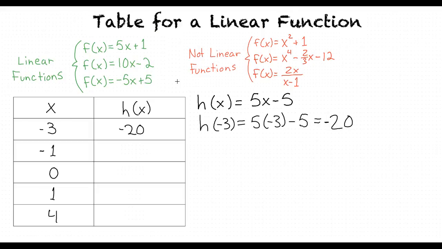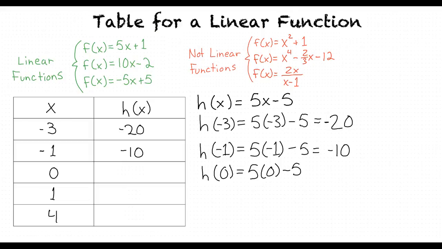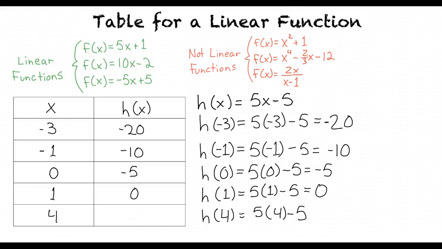When we set x equal -1, we get the problem h of -1 equals 5 times -1 minus 5, which gives us the answer -10. For x equals 0, our function becomes h of 0 equals 5 times 0 minus 5, which equals -5. For x equals 1, we get the problem h of 1 equals 5 times 1 minus 5, which equals 0. Finally, for x equals 4, we get h of 4 equals 5 times 4 minus 5, which equals 15.